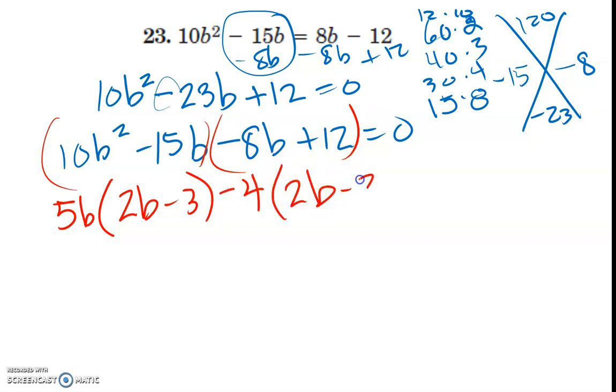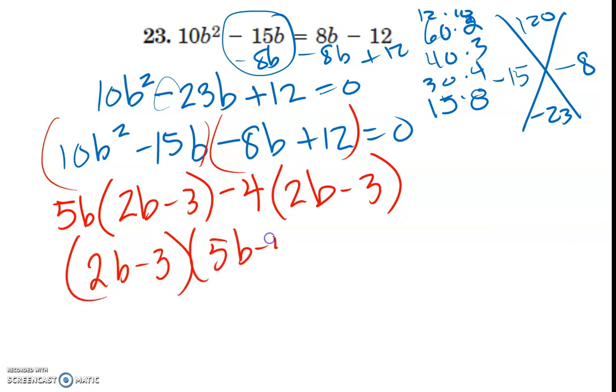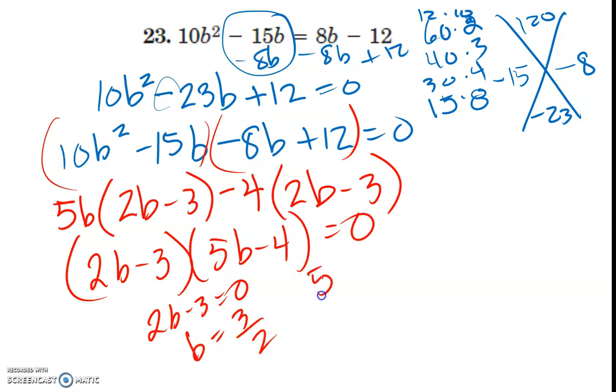So we have 2b minus 3 times the quantity 5b minus 4, which equals 0. So 2b minus 3 equals 0 gives me b is equal to 3/2. 5b minus 4 gives me b is equal to 4/5. This is valid.